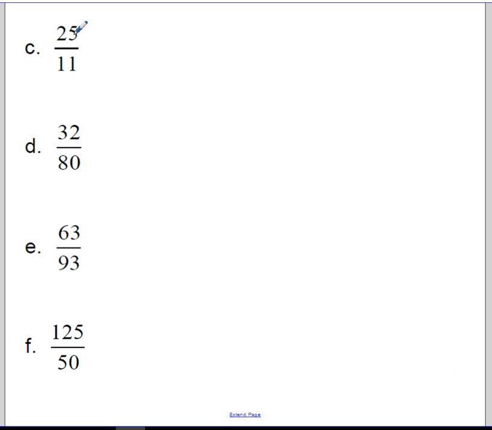Let's look at 25 over 11. 25, we know, is the product of 5 times 5. 11 is a prime number. The only way we can write that is 1 times 11. Notice there is nothing in common. We can't cancel anything out. So our answer cannot be simplified. We have our 5 times 5, which was the 25, and 1 times 11, which is 11. So 25 over 11 cannot be simplified.